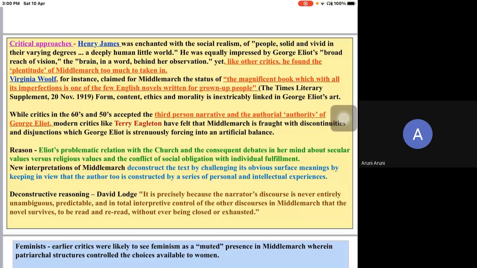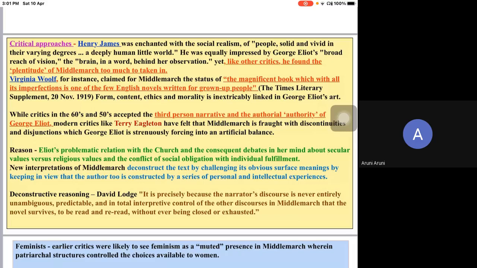An author is also part and parcel of the society in which he or she exists. So when you deconstruct what is happening in the text, we can say that the author is the one who has experienced these things and is writing about it. So that is the reasoning you see in David Lodge's deconstructive reasoning. It's precisely because the narrator's discourse is never entirely unambiguous, predictable, and in total interpretive control of the other discourses in Middlemarch, that the novel survives.